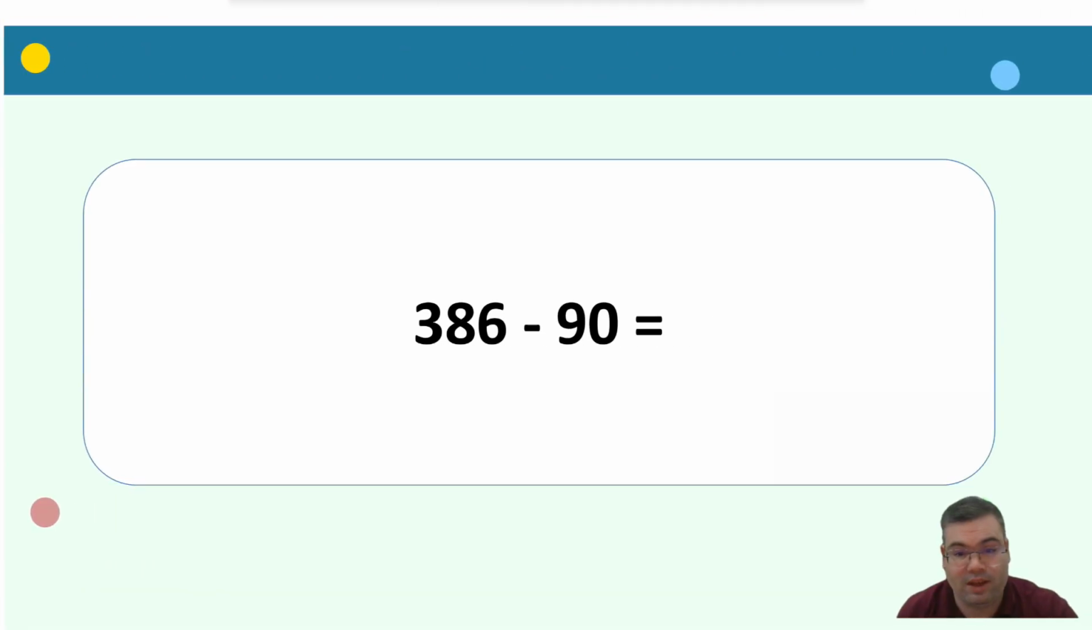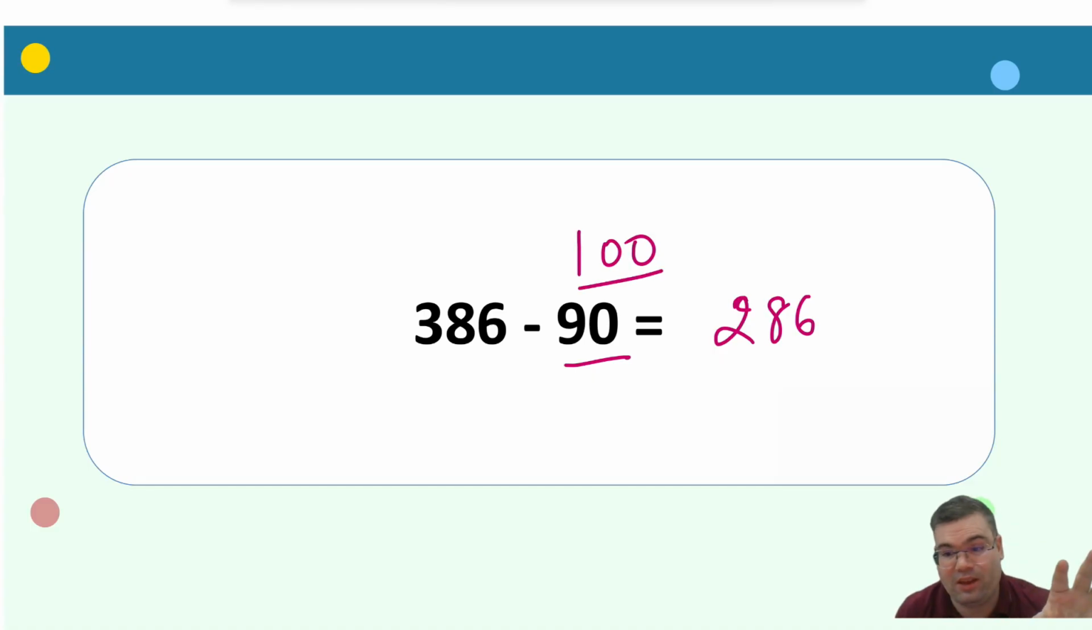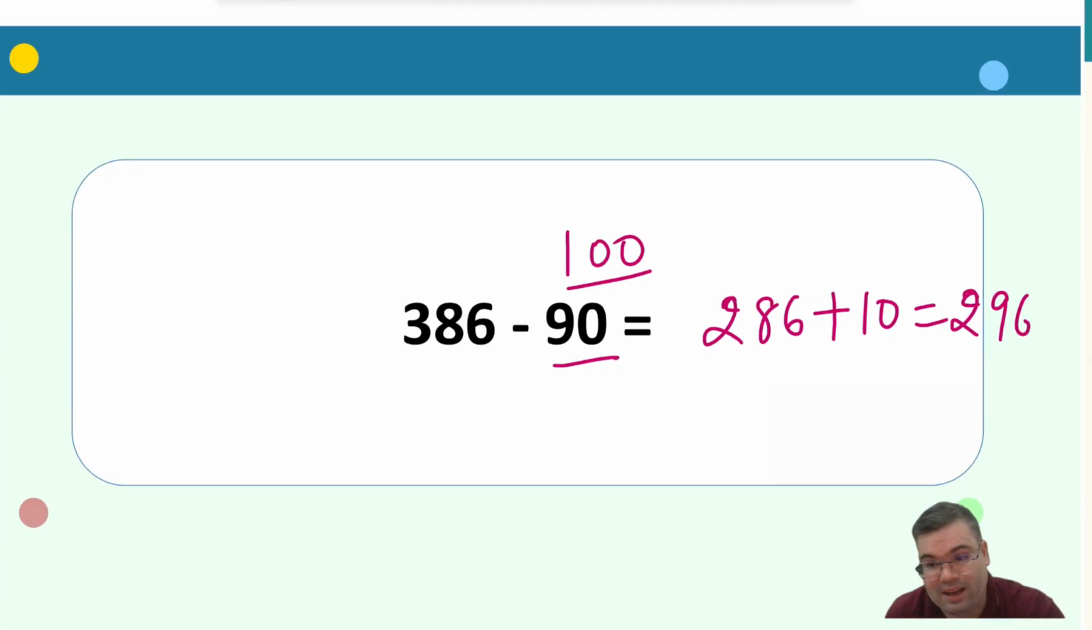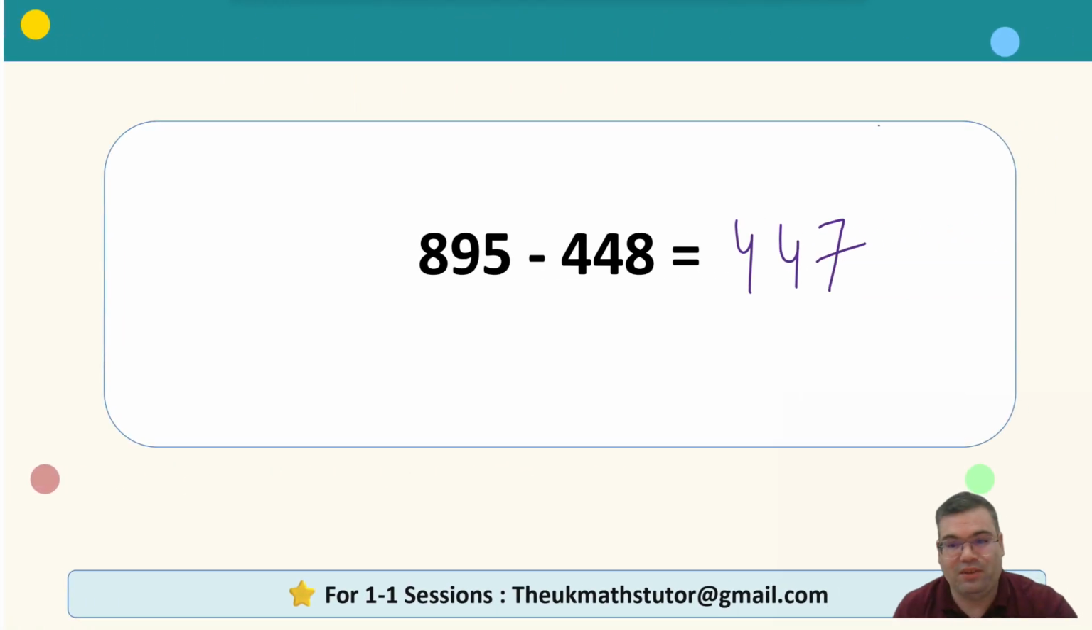So in this question we can see 90, we can write it as 100. So 386 take away 100 is 286, right? Now see, you need to subtract 90 but we have subtracted 100. 10 extra we have subtracted. So that 10 extra that we have subtracted we need to add to balance the answer. So the answer is 296.